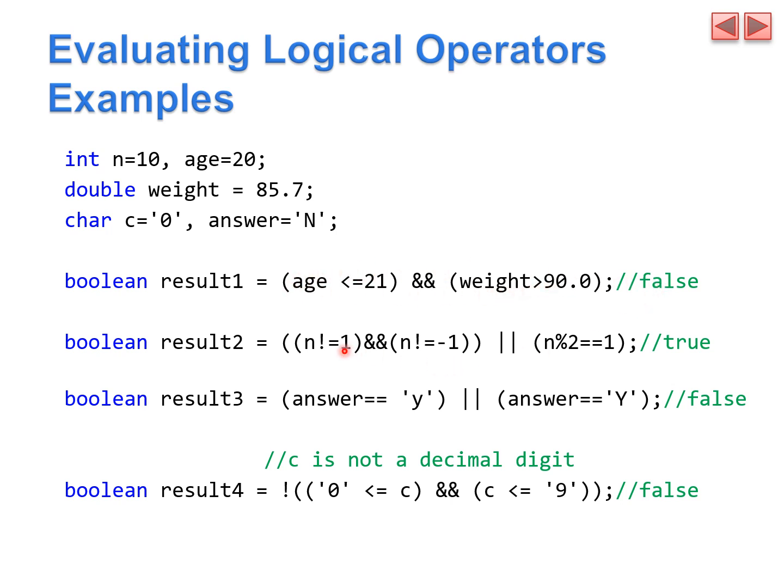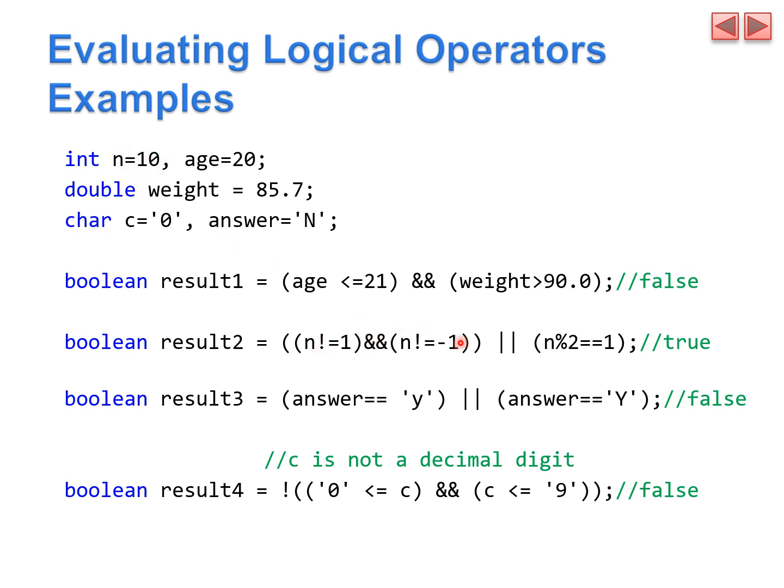So in the second one, it is the logical OR of two operands. The first operand is the logical AND of two operands. That is, this one means that n is not equal to 1 and n is not equal to -1, which is true because n is equal to 10 at this point.